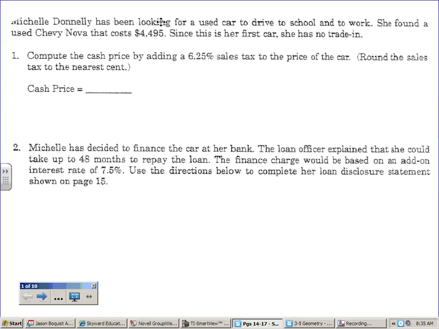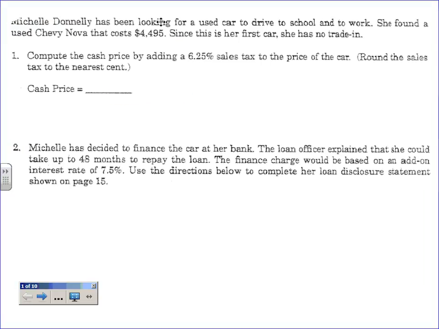So today we're going to take it just a little bit further than what we've been doing. Michelle Donnelly here has been looking for a used car. She just needs to drive to school and work, so she's not looking for something new. She just wants something that she can at least somewhat afford. She's found a Nova that costs a little less than $4,500. This is her first car.